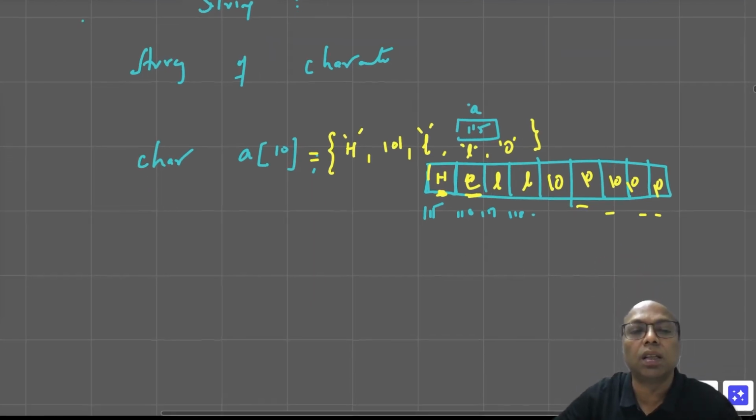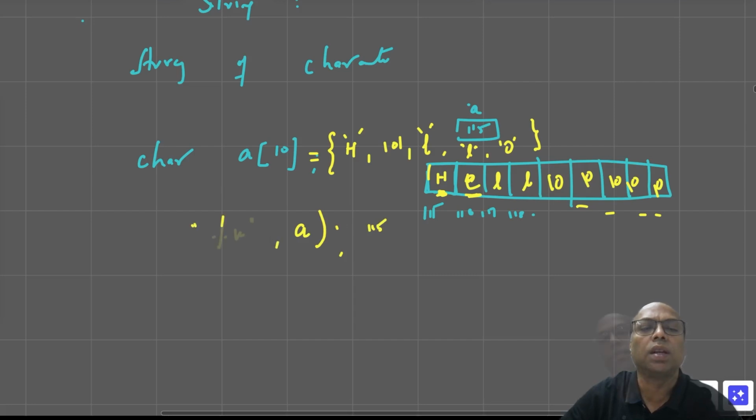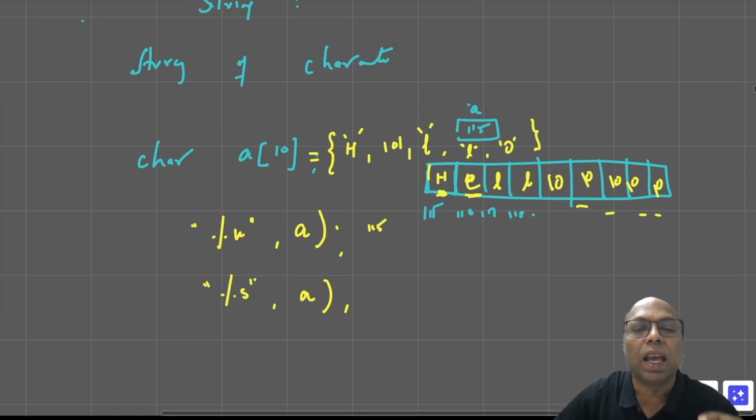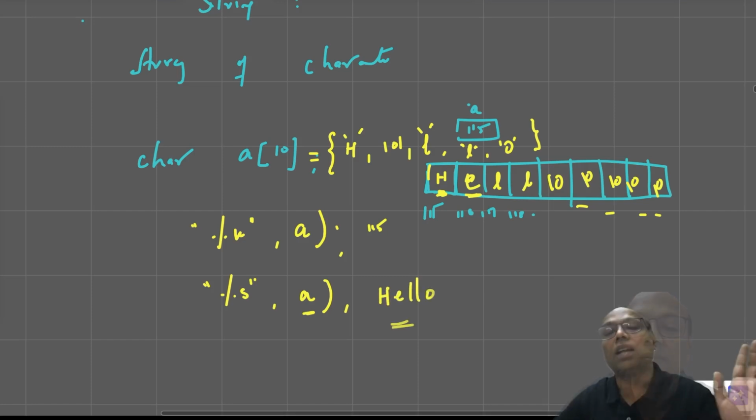Now in this case, if I say A, what output should I get? I should get 115. If you want to print it, use percentage U. A means 115; A will give you the first address. If I put percentage S here, it will start printing from 115 until it reaches the backslash 0, which is called the null character. It will keep on printing from the address until it reaches a null character.